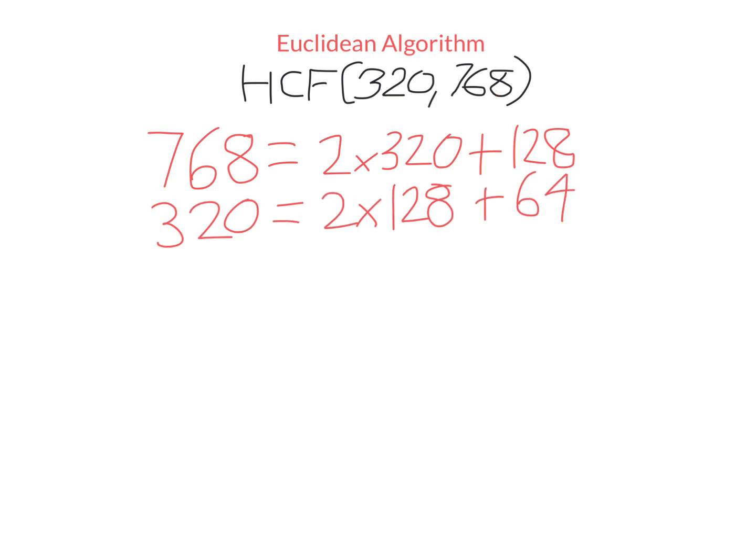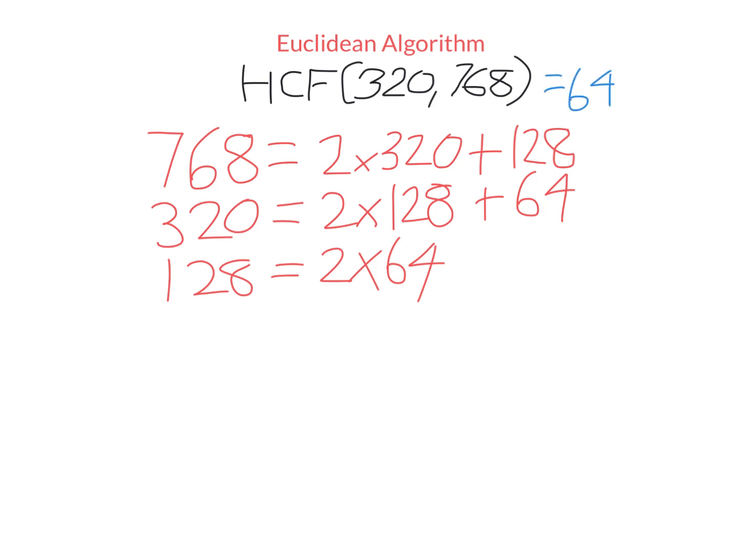Turns out the highest common factor of these two numbers is going to be the same as the highest common factor of 128 and 64. 128 is 2 lots of 64. The highest common factor of 128 and 64 is 64. So we stop there when we have no remainder. The highest common factor of these two numbers happens to be 64.